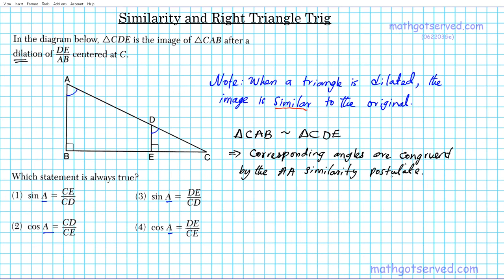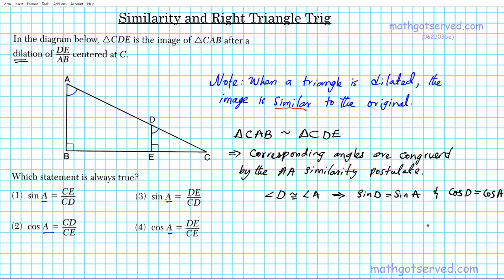Okay, so based on this information that we wrote right here, we know for a certainty that these two corresponding angles are congruent. So angle D is congruent to angle A. All right, what does this tell us? That tells us that the sine of angle D is equal to the sine of angle A since the angles are equal. And we also know that the cosine of angle D is also equal to the cosine of angle A because the two angles are congruent.